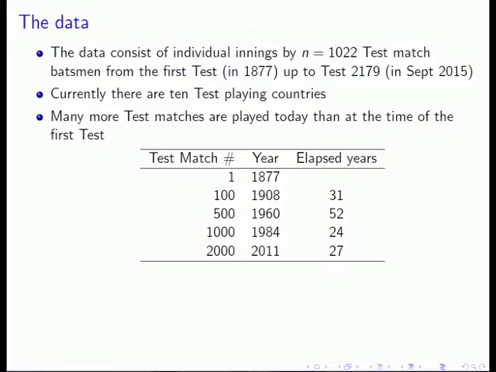And what I thought was interesting is how much more cricket there is played now. How many more tests there are being played now than was originally. If you look, it took 31 years to get to test 100. Okay? And then 52 years to get an extra 400. But look what's happened here. It took the sum of those to get to test 1,000, and it's only taken 27 years to get to test 2,000. So there's much more test cricket going on now.